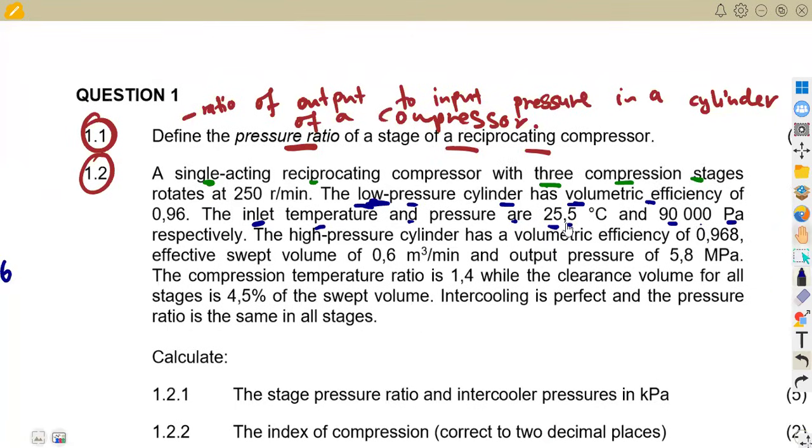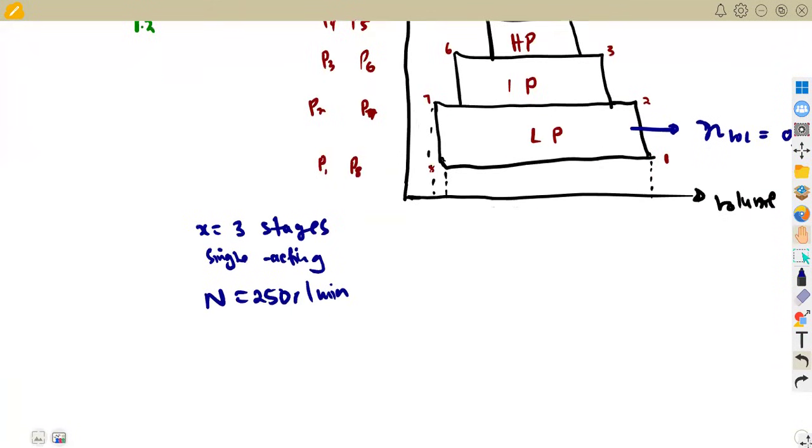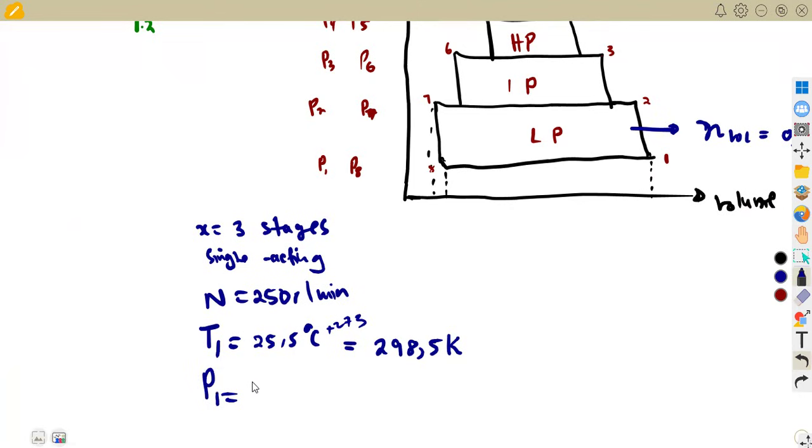The inlet, that is at point 1. This is our inlet at point 1. We've got the pressure and temperature there, T1, given as 25.5 degrees Celsius. So what you do is add 273 to convert to kelvins, and this will be 298.5 Kelvin. Just add 273. And also you're given the pressure at the inlet as 90,000 Pascal.